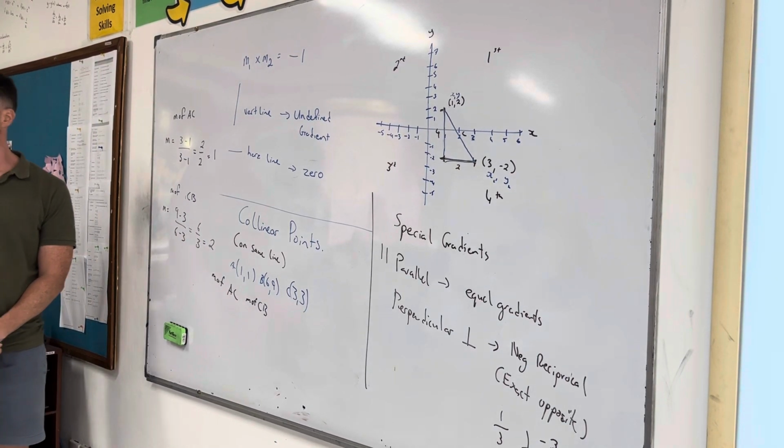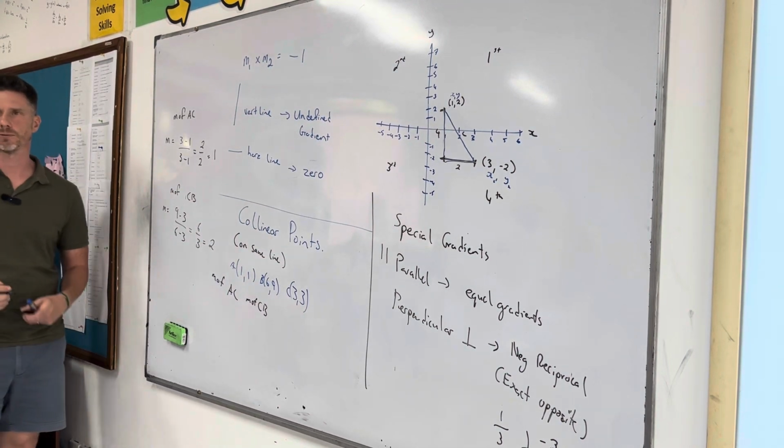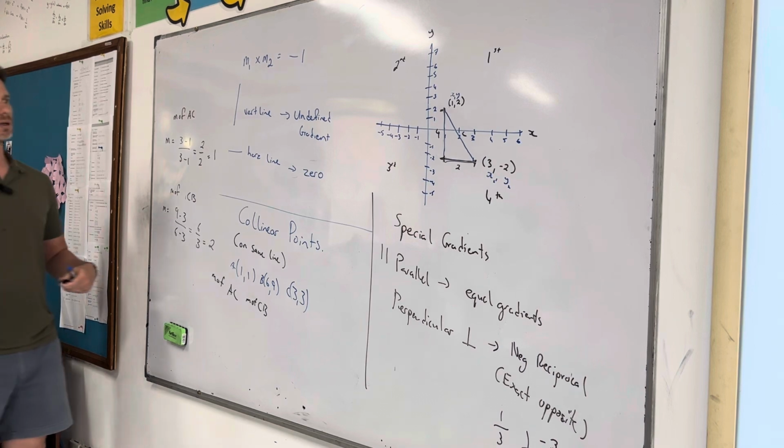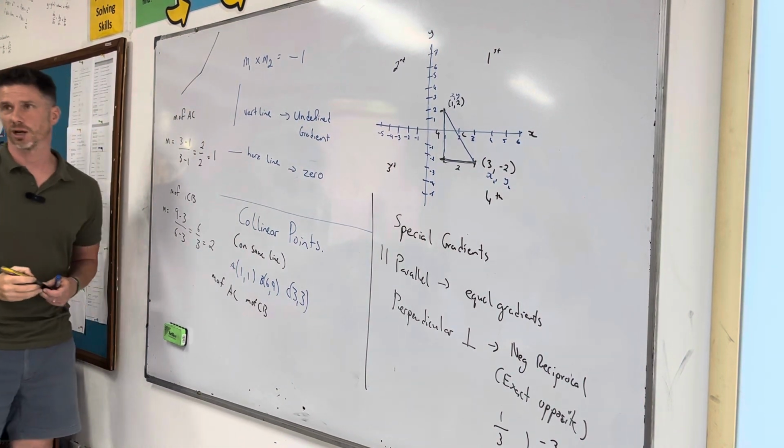Are they on the same line? No, these slopes must be the same for them to be. So it goes at a slope of 1, and then it goes at a slope of 2. So that's not a straight line.